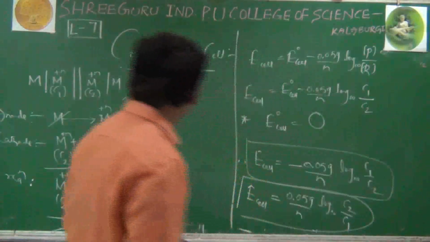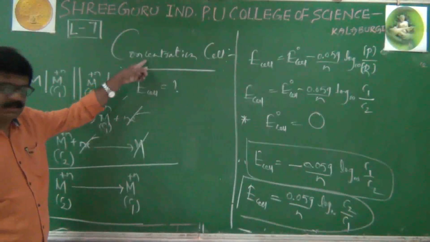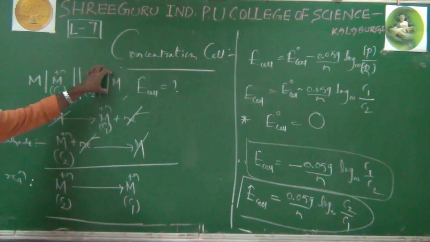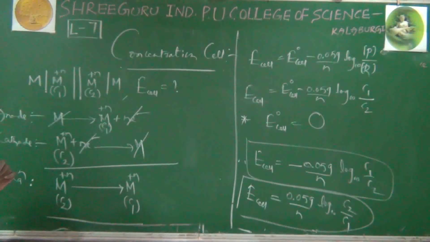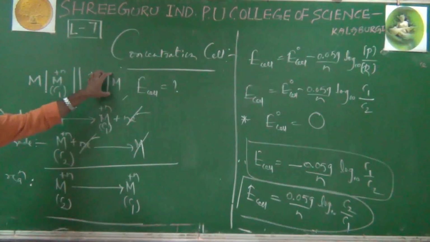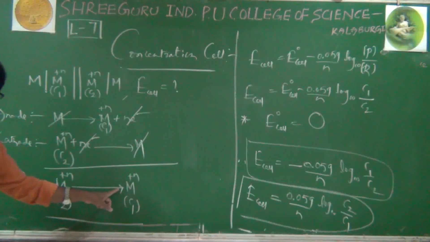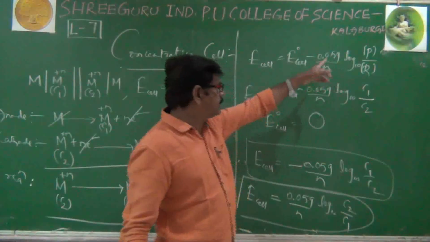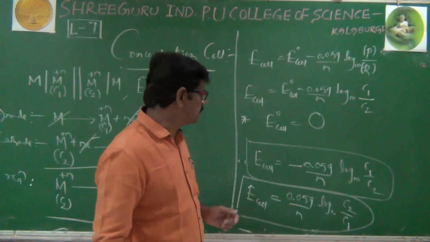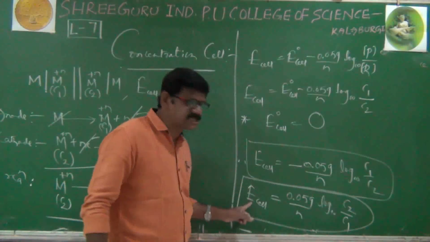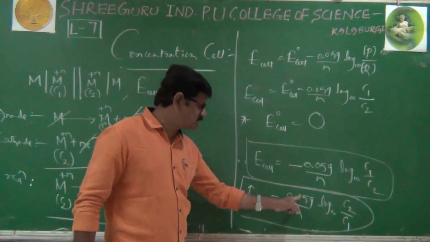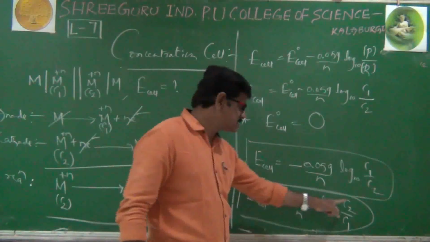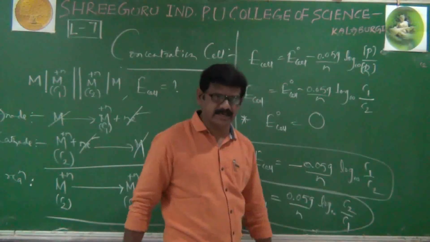Okay, once again, a concentration cell means both electrodes are the same but have different concentrations. That's why a general symbol has been taken, and it is a net cell reaction. To this net cell reaction we applied the Nernst equation, and after substituting all the values, the final equation we get is E cell equals 0.059 by n log base 10 C2 by C1.